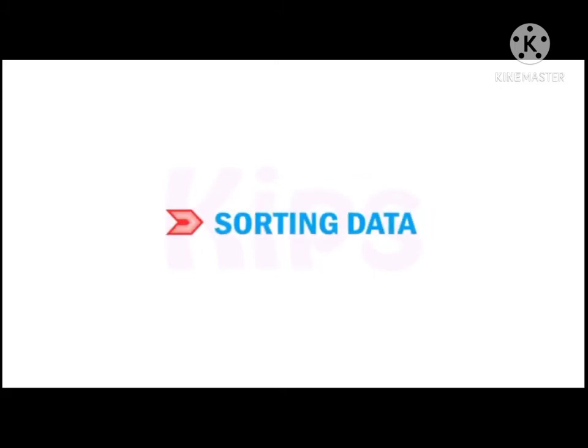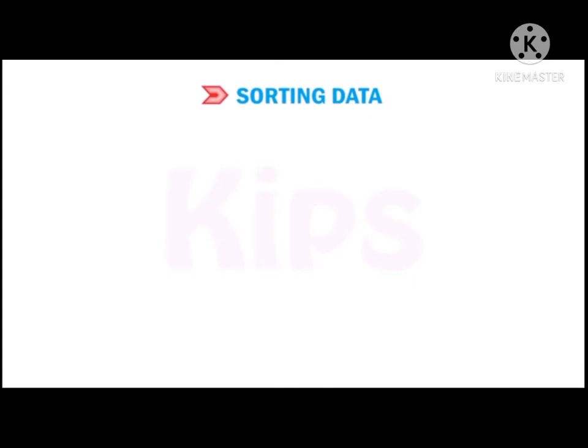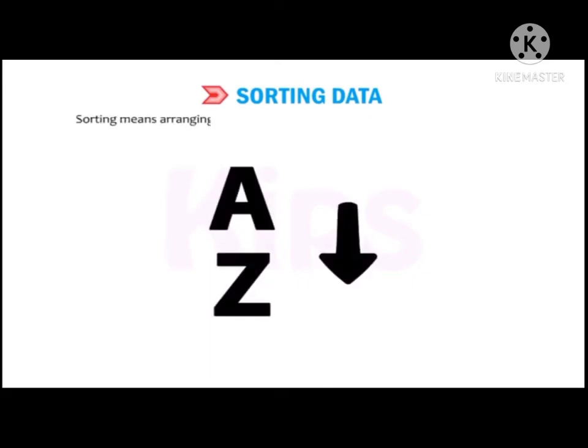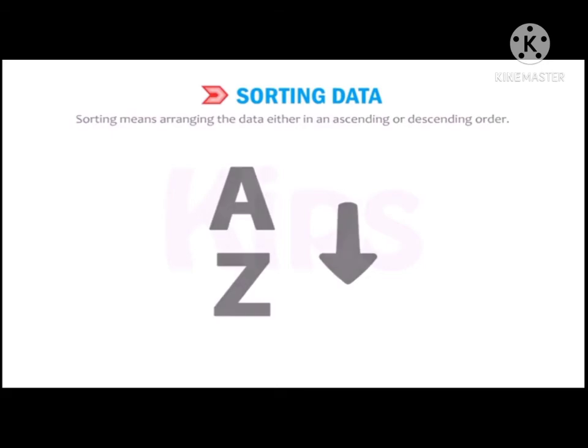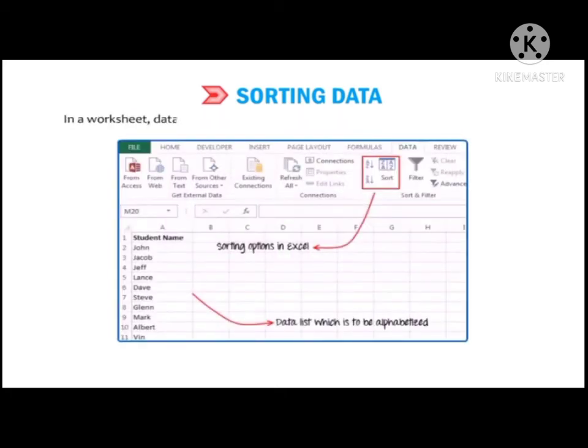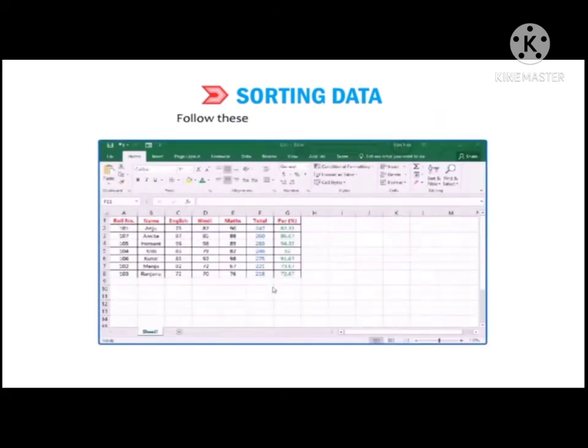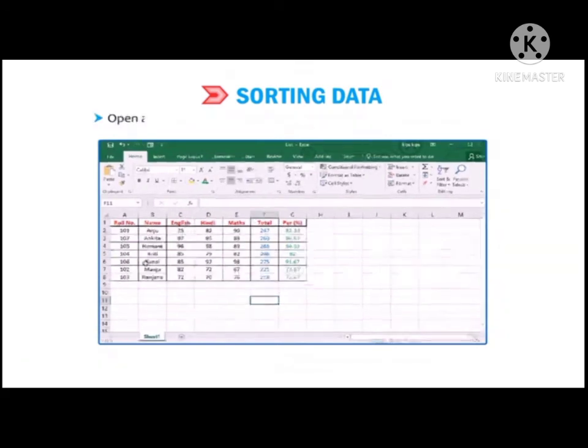Sorting data. How to sort data? Sorting means arranging the data in either ascending or descending order. In a worksheet, data can be sorted by rows on the basis of text, numbers or dates. Once the data is organized, it becomes easy to work with it. Follow these steps to sort the given data.